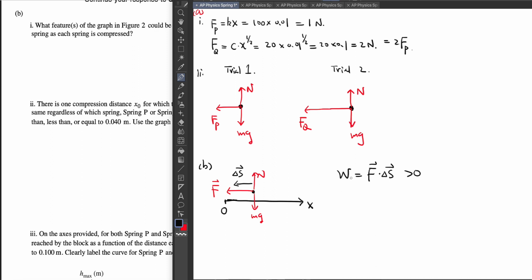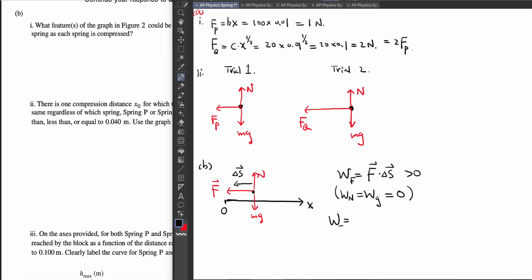Now think about the work done by the normal force and the work done by gravity. These two forces are at a 90-degree angle to the displacement. Gravity and normal force are perpendicular to delta S, so the work done here should be 0. There's no work done by these two forces. Just something I wanted to mention before I calculate the work done by the spring force. However, the force here is a variable. It's not a constant force. It depends on the displacement, so we need to do an integral instead.